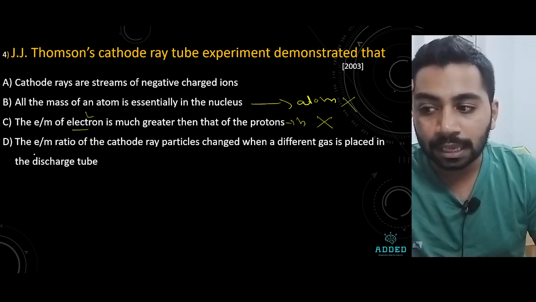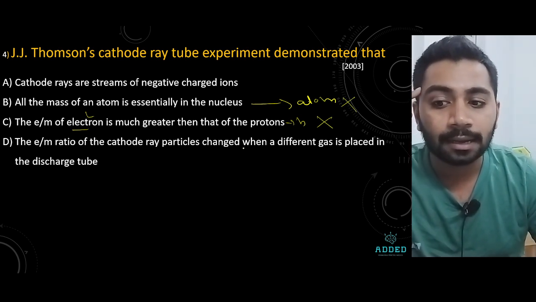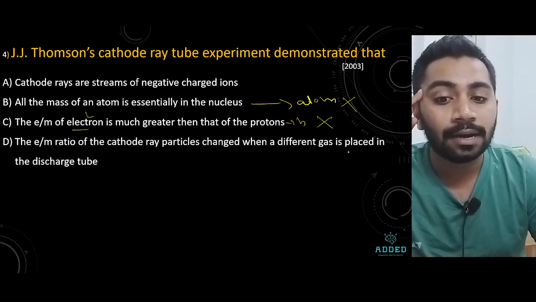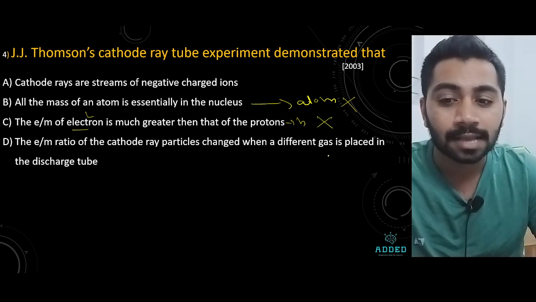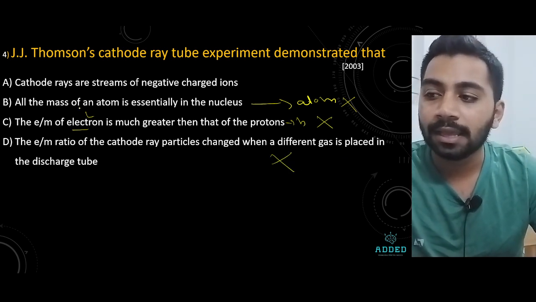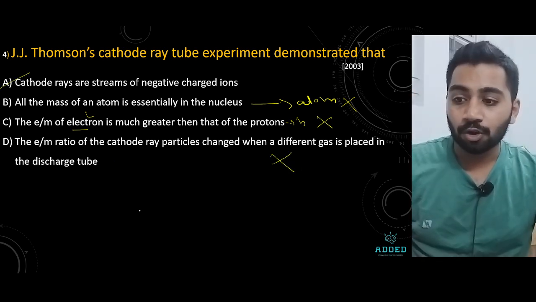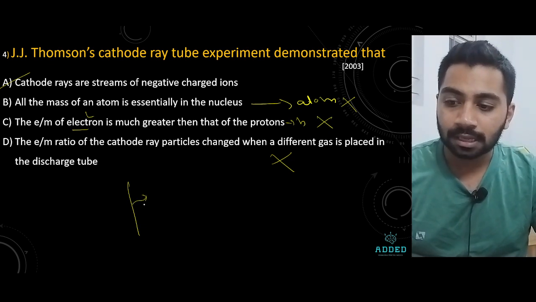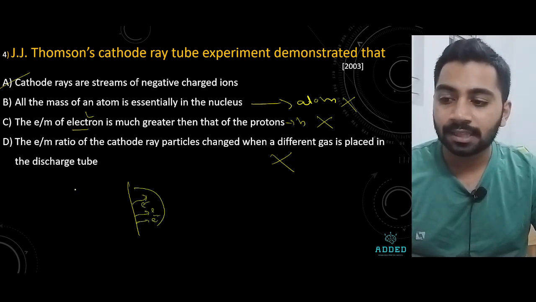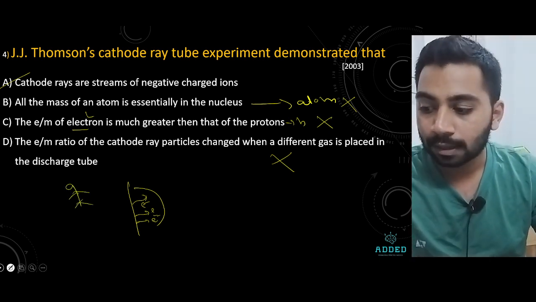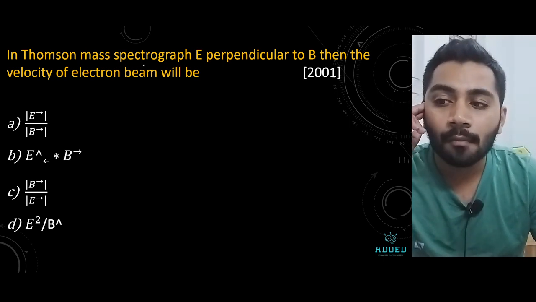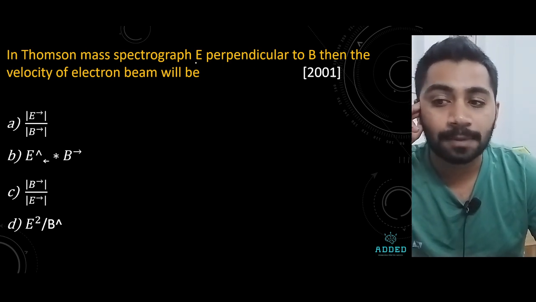Now the e/m ratio of cathode ray particles changed when a different gas is used. I said the e/m ratio is the same for all gases. So this is also not the option. Remaining is this one. I said, you know, this emits a stream of electrons. See, this one. Now, stream of electrons.